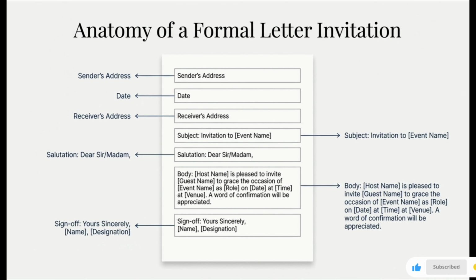Anatomy of a formal letter invitation. A formal invitation letter follows a clear structure. It begins with the sender's address and date. Then comes the receiver's address. Next is the subject line, which clearly states the purpose of the invitation. After the salutation, the body of the letter briefly explains the event, date, time, venue, and role of the guest.